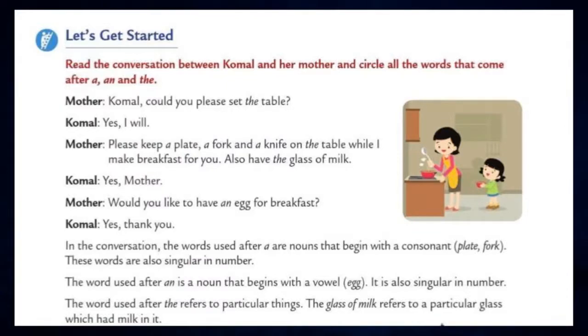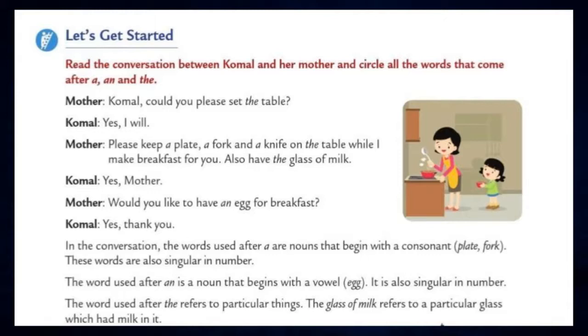Okay students, let's do a small warm-up activity. That is, read the conversation between Komal and her mother and circle all the words that come after a, an and the. Here is a conversation between Komal and her mother. Now what you want to do means you circle all the words that come after a, an and the.